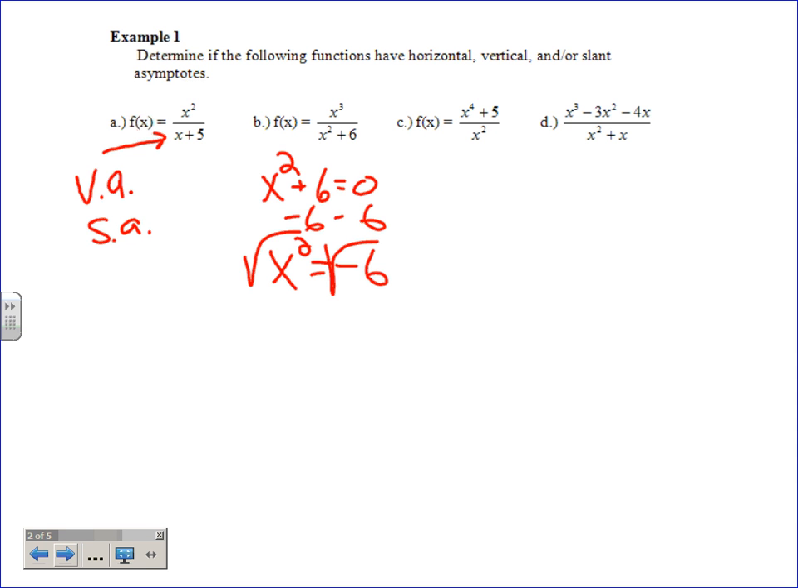So can you set the bottom equal to 0? Yes, you can, but do you get anything that's real? No, they're imaginary. So there are no vertical asymptotes on this one, believe it or not. That's just me being tricky. We said there's no holes, there's no vertical.